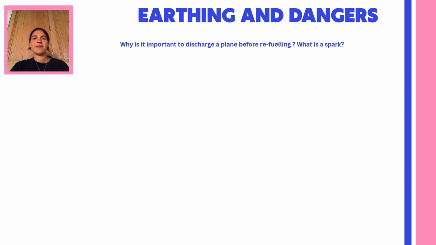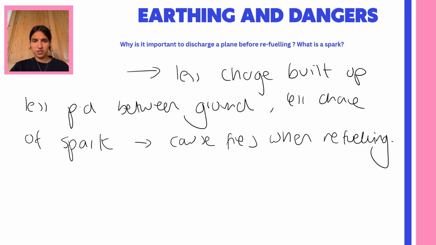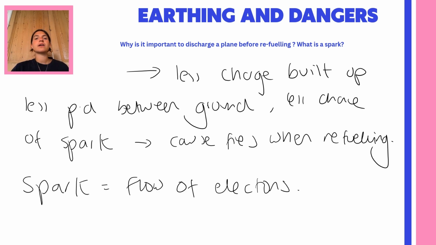Okay, explain why it's important to discharge a plane before refueling. What is a spark? So the point of discharging a plane, what we mean by that is to get rid of charges. So if you have less charges built up, you have less of a potential difference between the plane and the ground. Remember, it's your potential difference here that really causes sparks. So you have less chance of those electrons flowing in a spark, and that's good because otherwise you could cause a fire whilst you're refueling. Spark, just a flow of electrons.